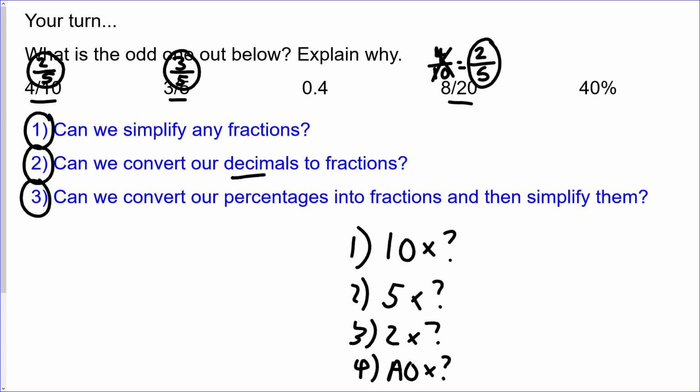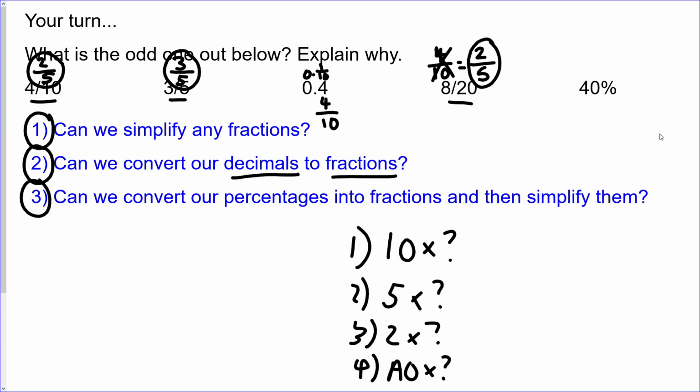Can we convert our decimals into fractions? So let's have a look. Some people will know that 0.2 is equal to 1/5, so 0.4 is equal to 2/5. But if we're not sure, we label our columns ones and tenths. So I can see I have 4 lots of tenths.